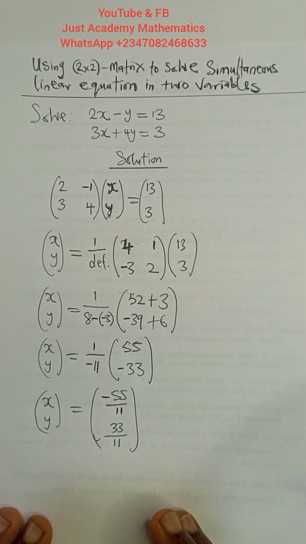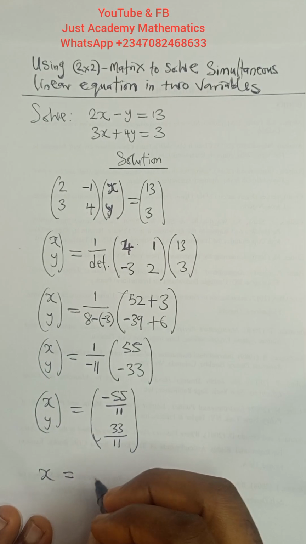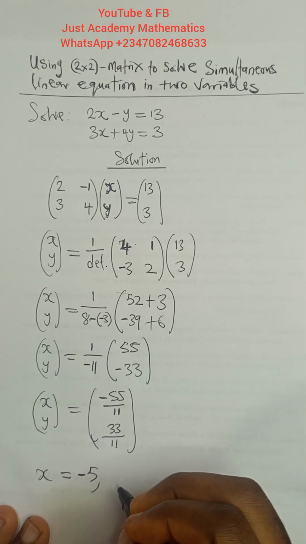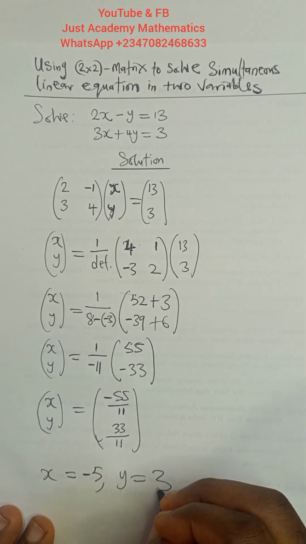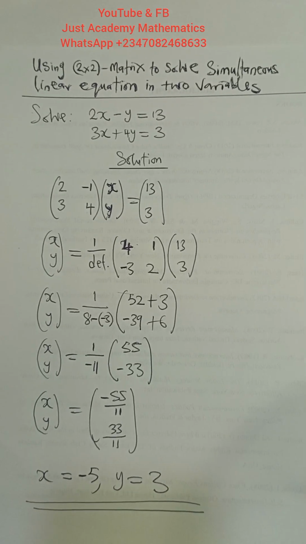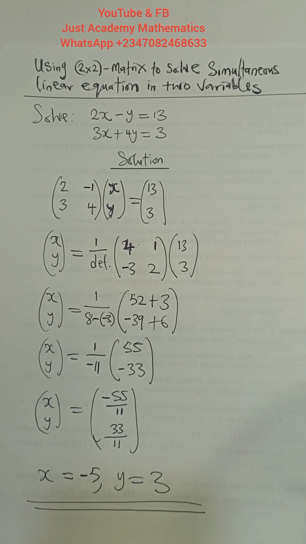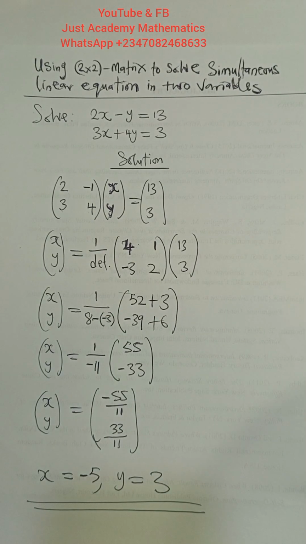So we can now conclude that our answer, our x, which is the up one, is minus 55 over 11, which will give us what? Minus 5. And our y is equal to 33 divided by 11, which will give us what? 3. So that is the procedure of using matrix to solve linear simultaneous equation in 2 variables. Now, let me say it again. All you need to do is to know how to calculate inverse of matrix.